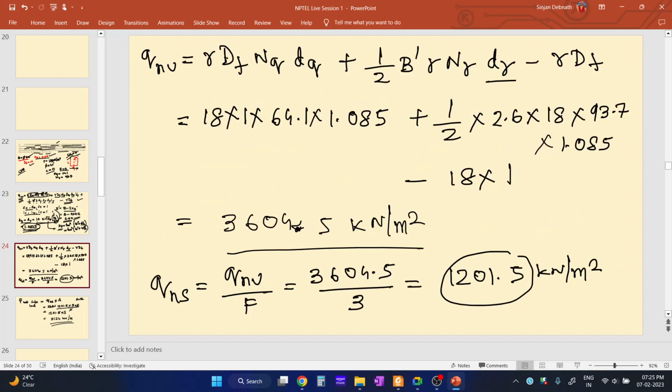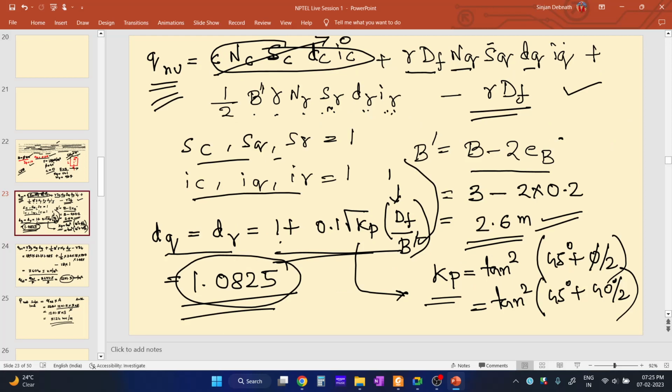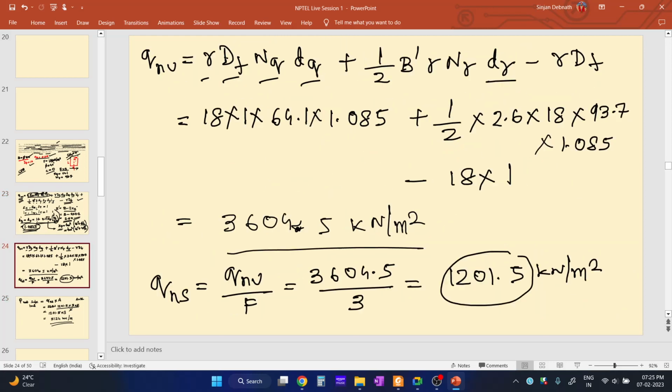Now put all the values in this equation. You know gamma, you know Df, you know Nq, you know dq. This is dq and d gamma. You know everything. Half into B dash gamma N gamma D gamma, gamma into Df. You know all these things. So you know all the values of all the parameters. If you put all the values of all the parameters in this equation and solve, you will get this value. This is the net ultimate.